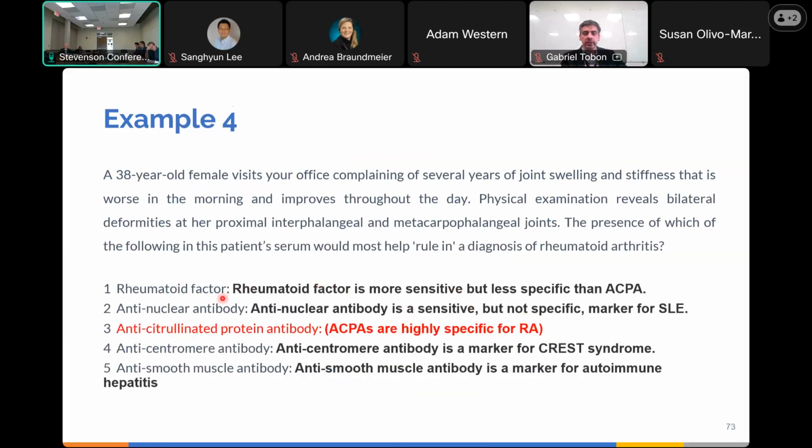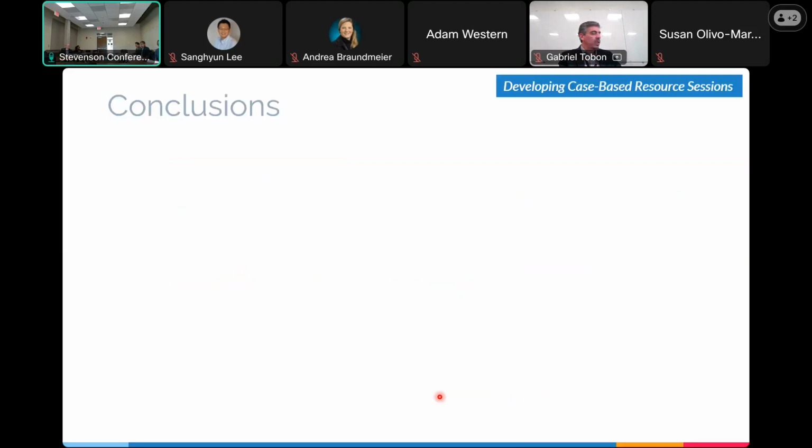But we can also discuss the incorrect options. Rheumatoid factor is also useful for rheumatoid arthritis, but it is less specific because we can see rheumatoid factor in different disorders like systemic lupus or even in healthy people. The anti-nuclear antibody is seen in SLE, for example, and smooth muscle antibody is a marker for autoimmune hepatitis that we already covered in the previous example. So in that case, we established links between all the options.